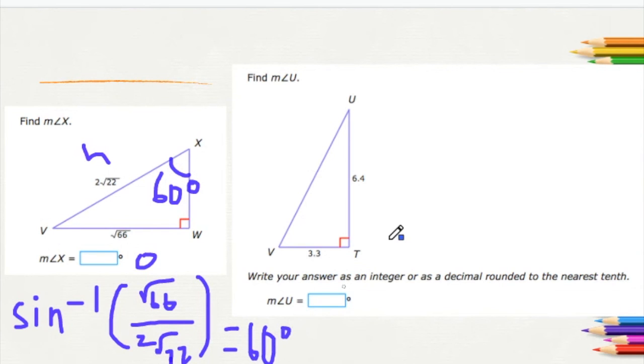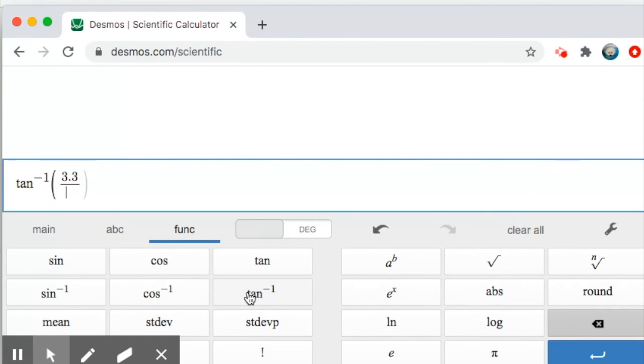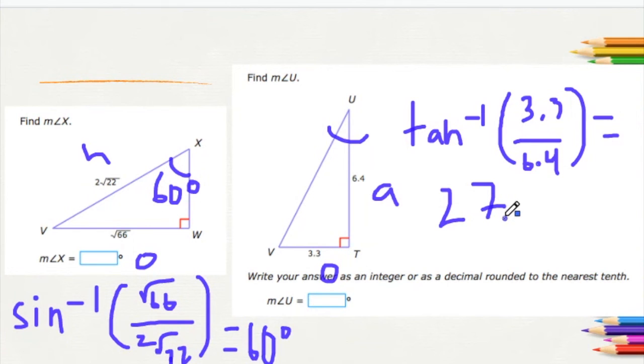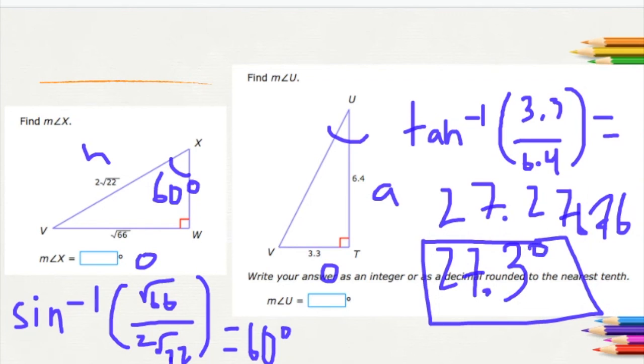Let's take a look at the next problem. For this problem, same thing, opposite and adjacent. So we know with opposite and adjacent, we will use tangent. So tangent inverse of 3.3 over 6.4. Put it in your calculator and you can get the answer, which is 27.2767. It asks for the tenth, so that means 1 decimal place. So for 27.27676, we round the 2 up to a 3 because the 7 is bigger than 5. So we have 27.3 degrees.